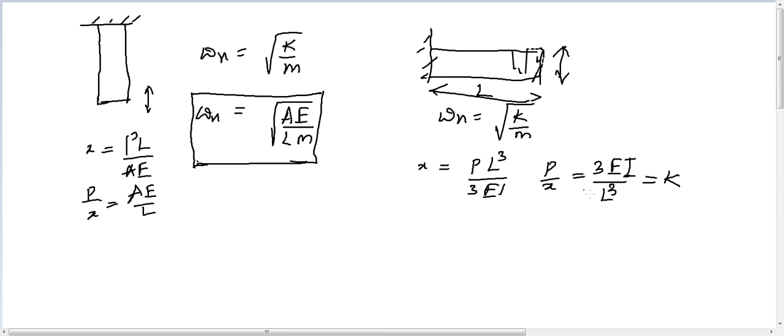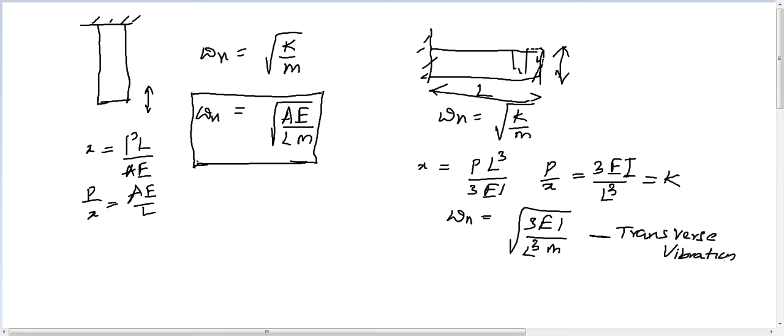So if we use this value in this equation, omega n is nothing but square root of 3EI by L cube into m. This is the natural frequency of the bar for transverse vibrations. And this is the natural frequency for longitudinal vibrations.